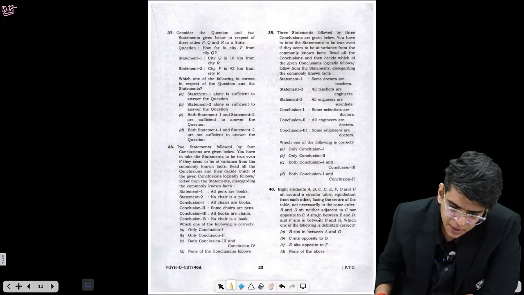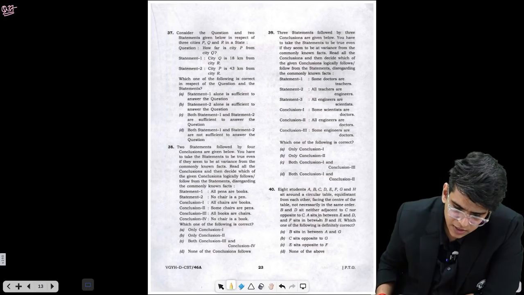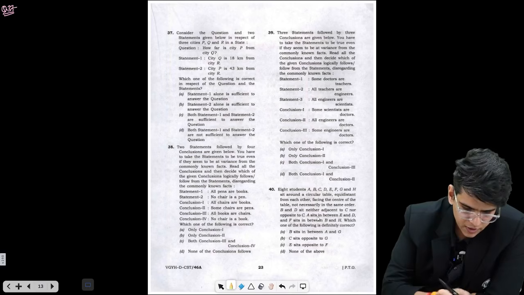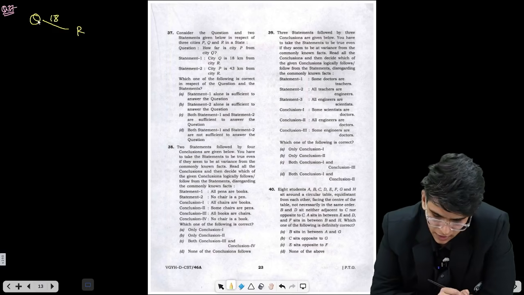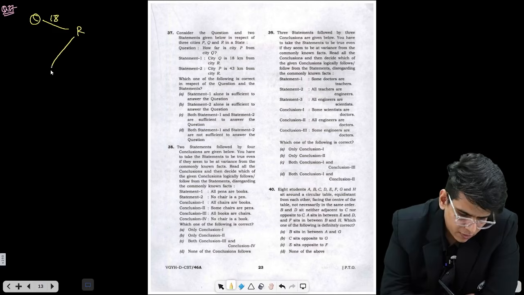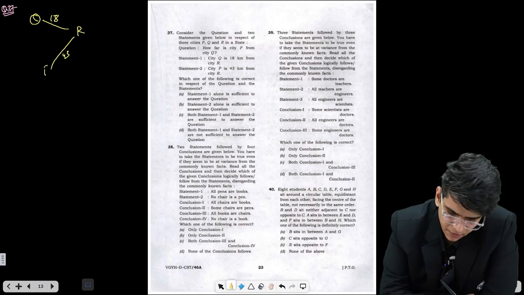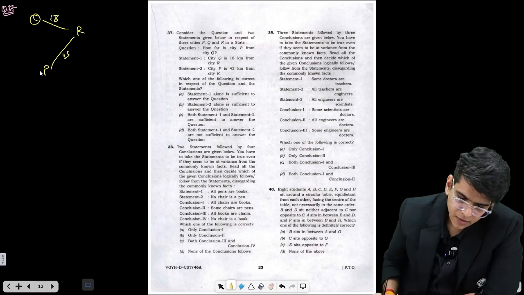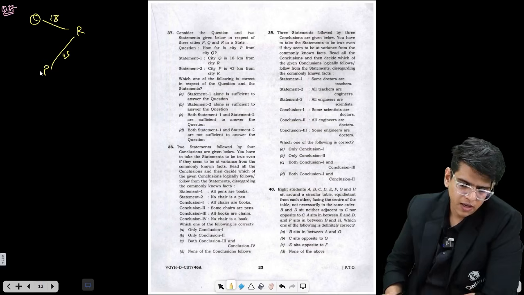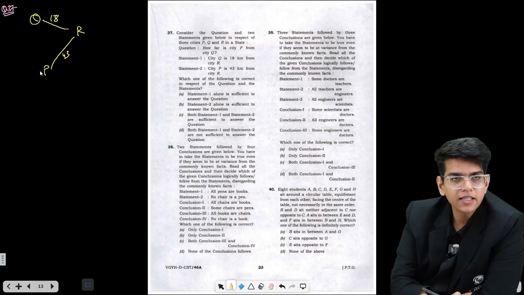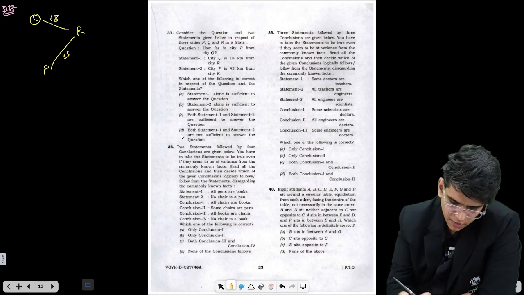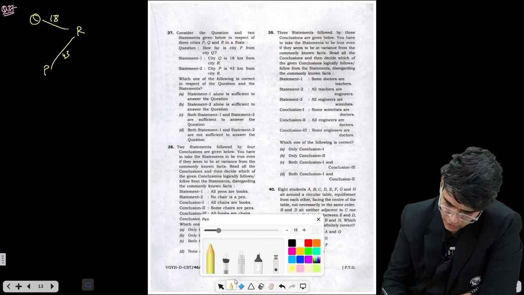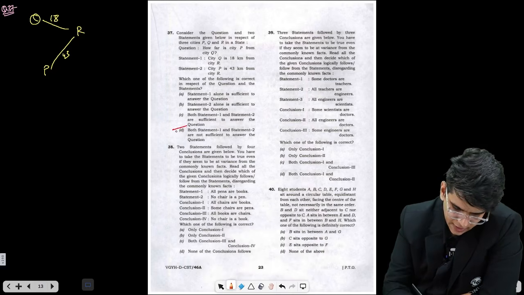How far is city P from Q? City Q is 18 kilometers from R in any direction. And city P is 43 kilometers from R. Okay. Now we don't know the directions, so we can't predict how far Q is from P. So both statements 1 and 2 are not sufficient to answer the question because you don't know the exact direction.